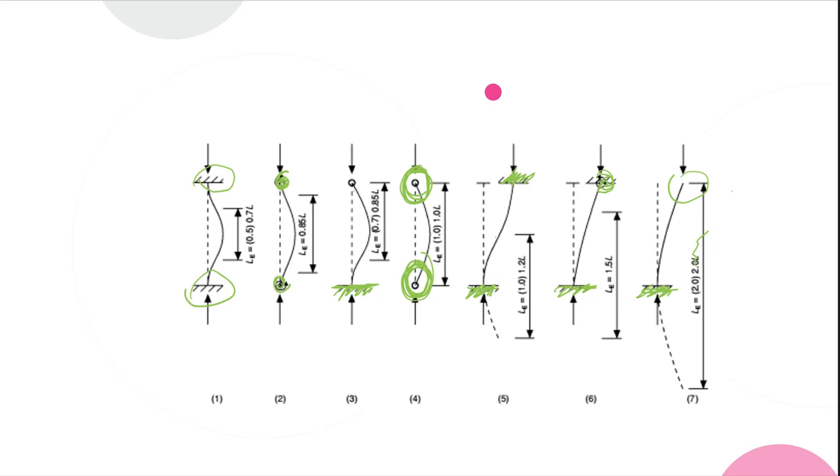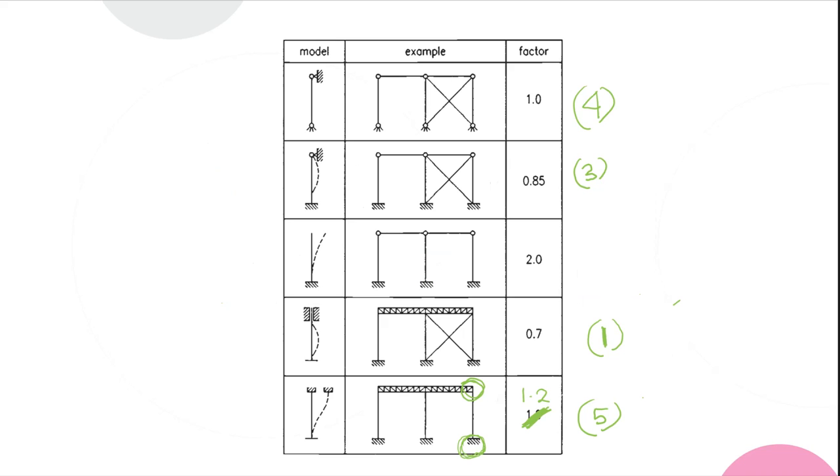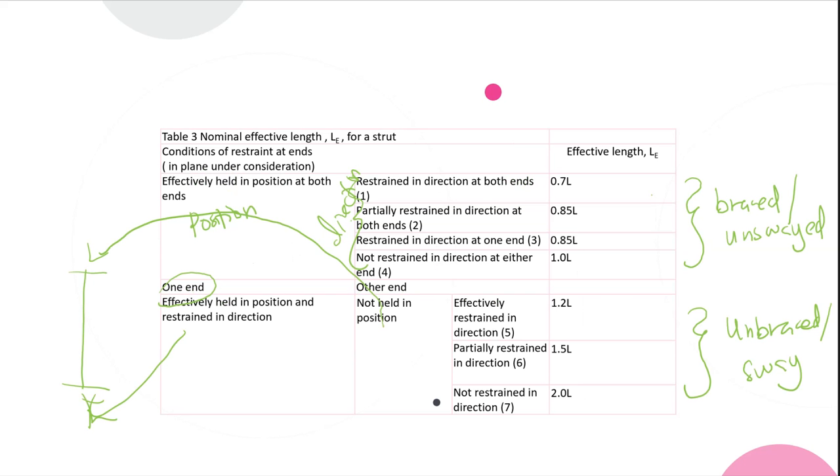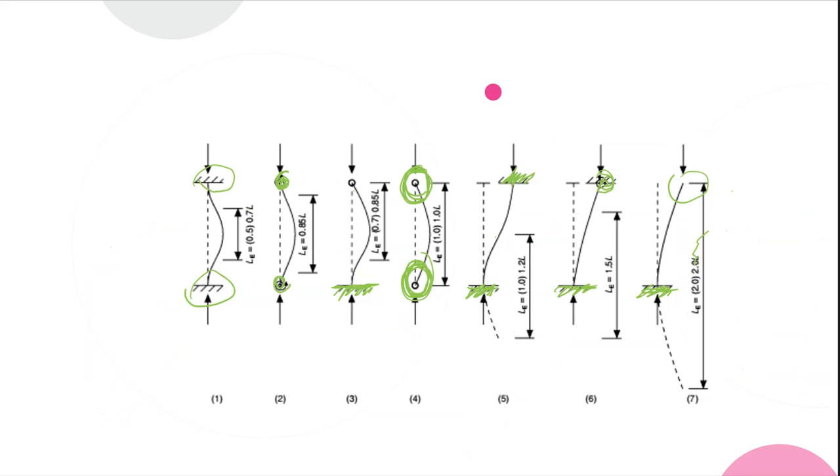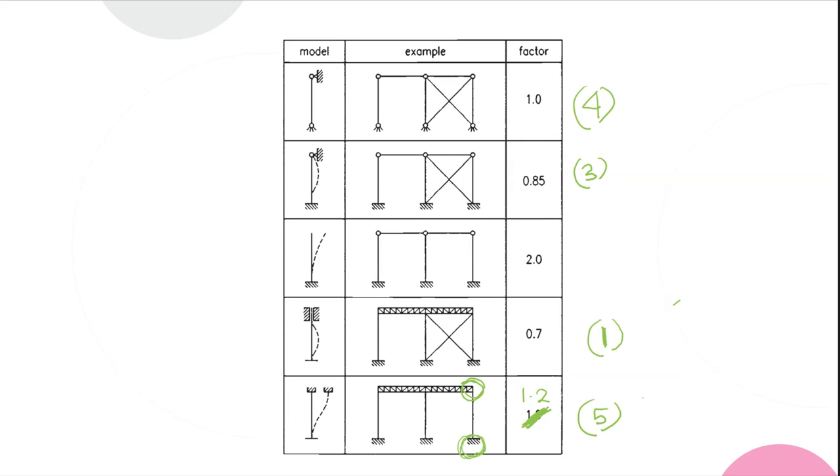There is no illustration at the back here, only some have illustrations like this, so it is a bit difficult for me to explain. And then the last one here, not restrained in direction, so it is not held in position and also not restrained in direction at one end. So what does it mean, it is a free end, free, like this. But it does not mean there is no connection, there must be a beam above, right? So this is how it looks like.